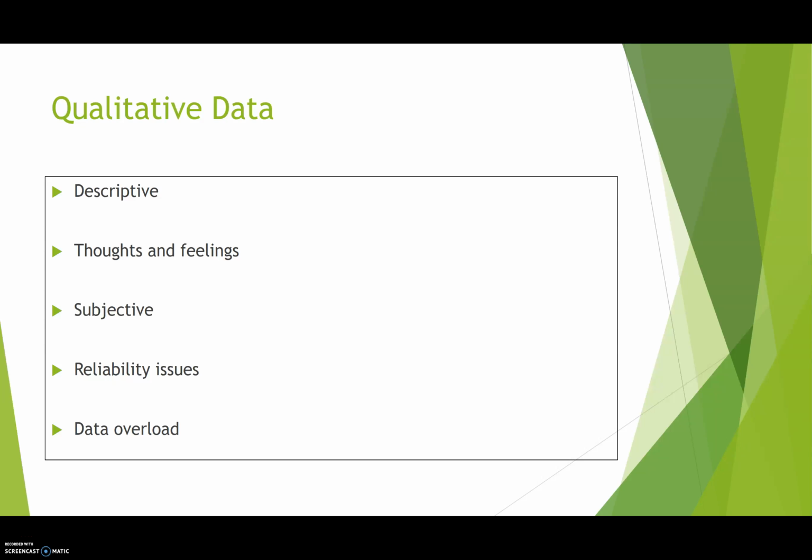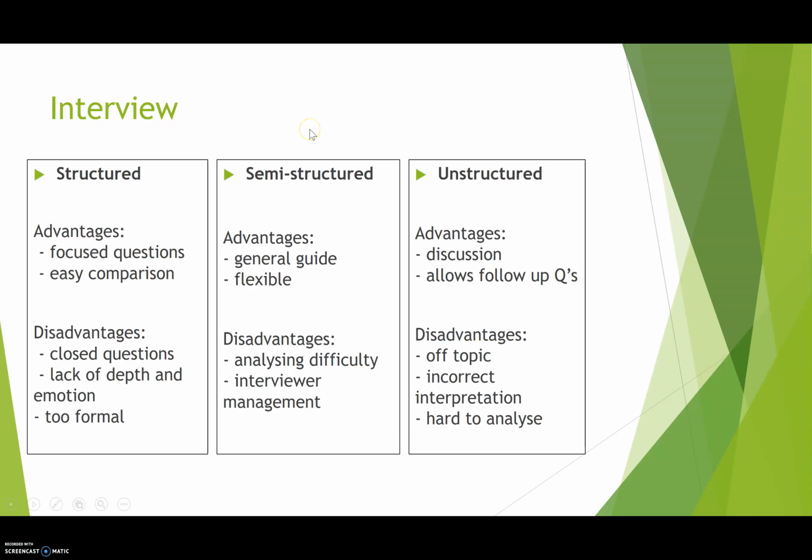And sometimes you're going to get way too much data. If an interviewee starts rambling on and on, you're going to get way too much and you don't need it. So we've got interviews, we've got different types. Structured, sort of like a solid guide that the interviewer is going to follow without improvisation. So stick to the questions, so you've got focus questions, exactly what the researcher wants to find out. It's also easy to compare to other interviews, so simple answers, it's easy to compare.